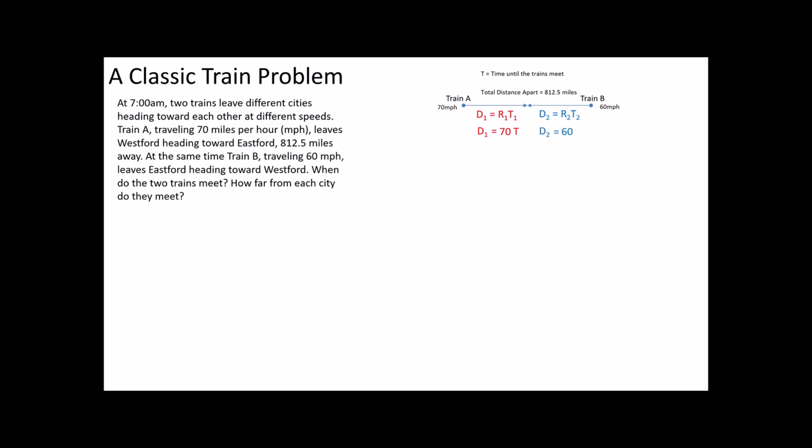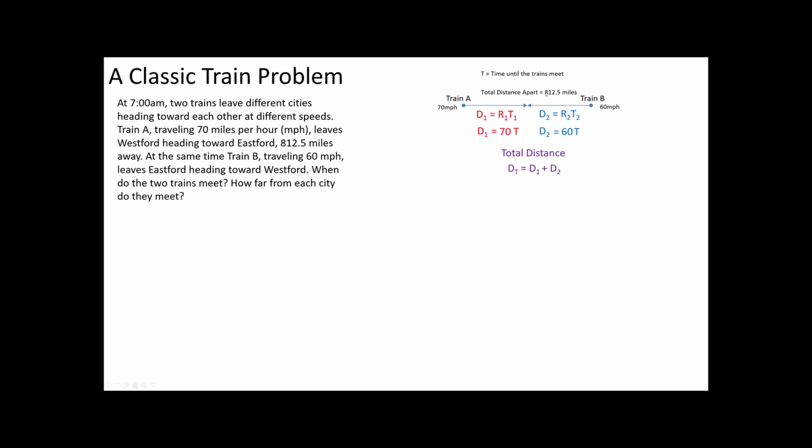I also know the rate, and I still don't know the time, but I do know that the time is the same as it was over here with the other train. So they're both moving the exact same amount of time. And I also know that to find the total distance they must travel, the total distance is the sum of the two distances. I know that because they're headed in opposite directions.